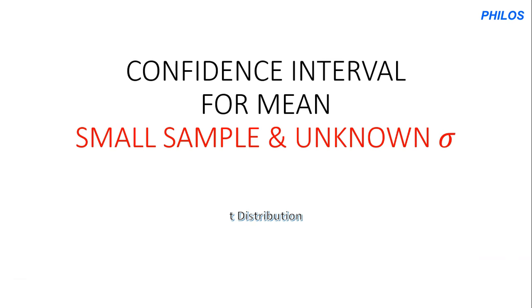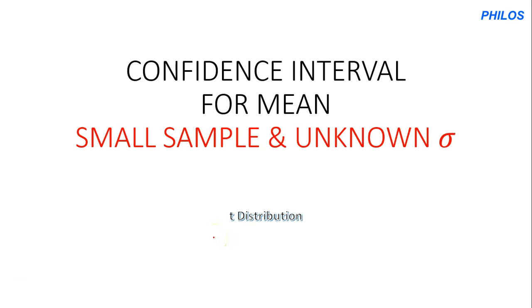Now, some of the characteristics of the Z distribution are the same as the T distribution, and some are not the same. Just like the Z distribution, the T distribution is also bell-shaped. Just like the Z distribution, the T distribution is symmetric about the mean. Also, the T distribution has a mean, median, and mode that are equal, and equal to 0. And just like the Z distribution, the T distribution never touches the x-axis.